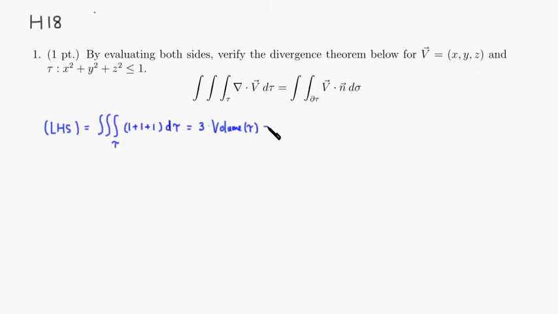So this is just going to be 3 times 4/3 pi r cubed, and r in this case is 1 because the radius is 1. So we can cancel the 3 here and the 3 there, and the left hand side gives you 4 pi. All right, so let's do the right hand side.